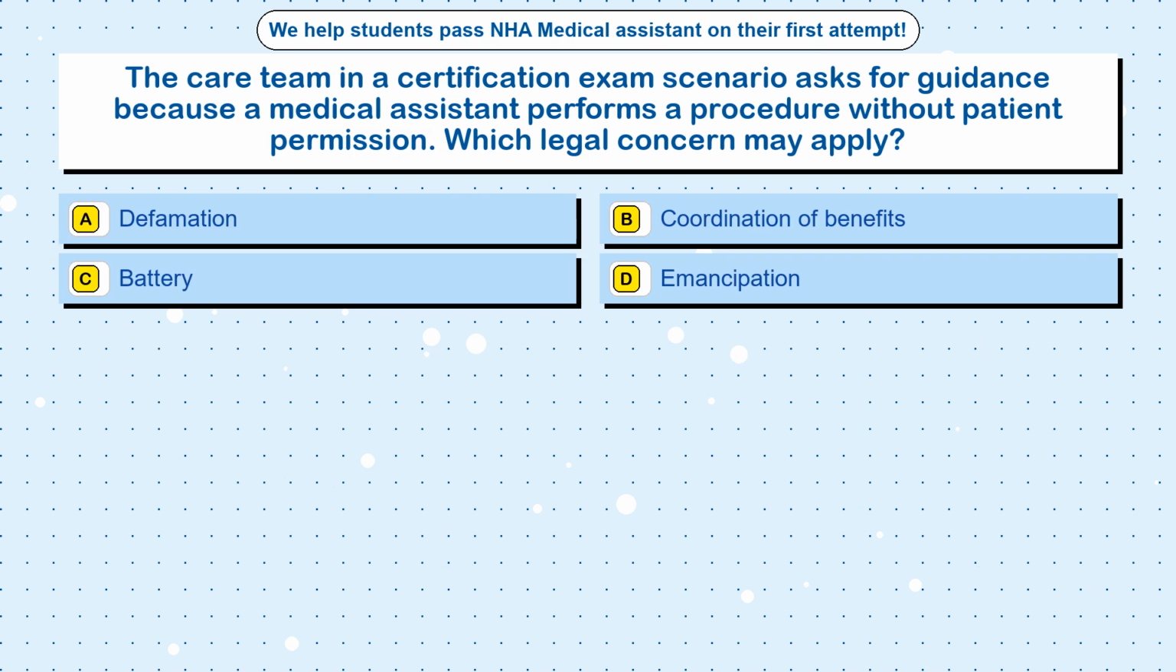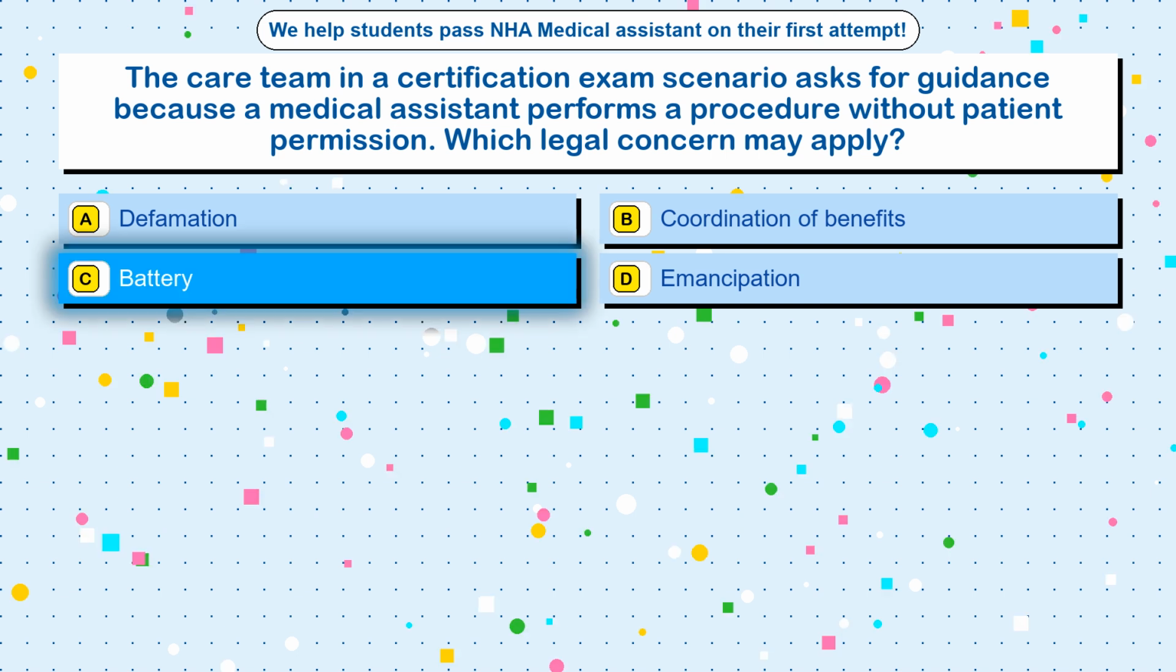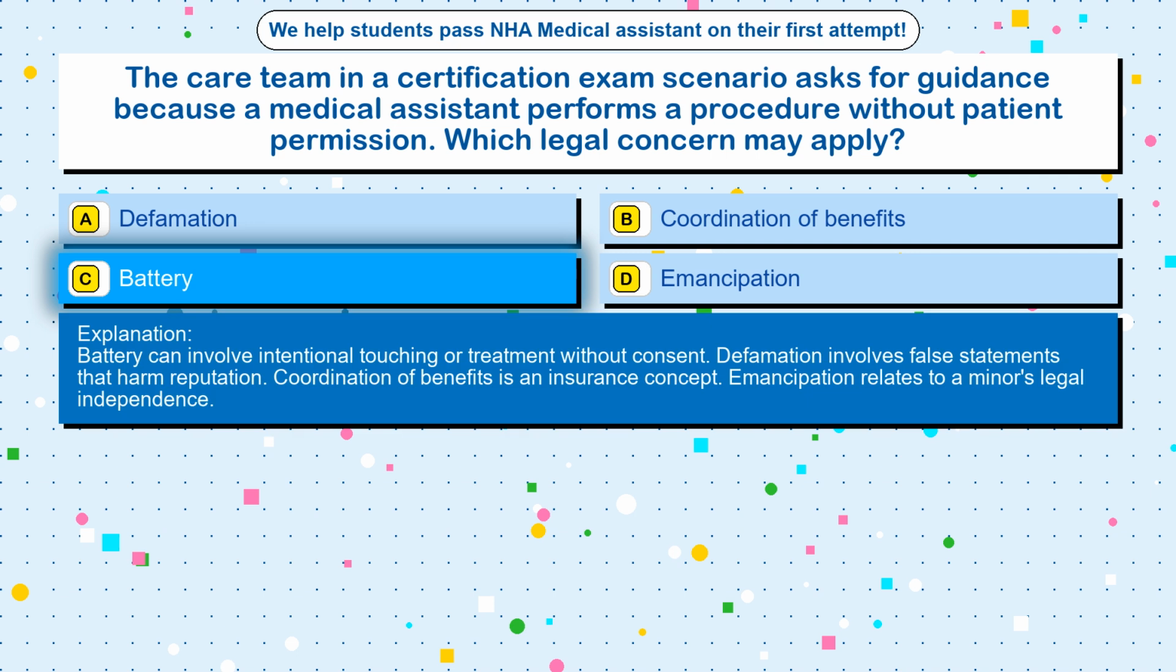Question 43. The care team in a certification exam scenario asks for guidance because a medical assistant performs a procedure without patient permission. Which legal concern may apply? Option A. Defamation. Option B. Coordination of benefits. Option C. Battery. Option D. Emancipation. The correct answer is option C. Battery. Battery can involve intentional touching or treatment without consent.